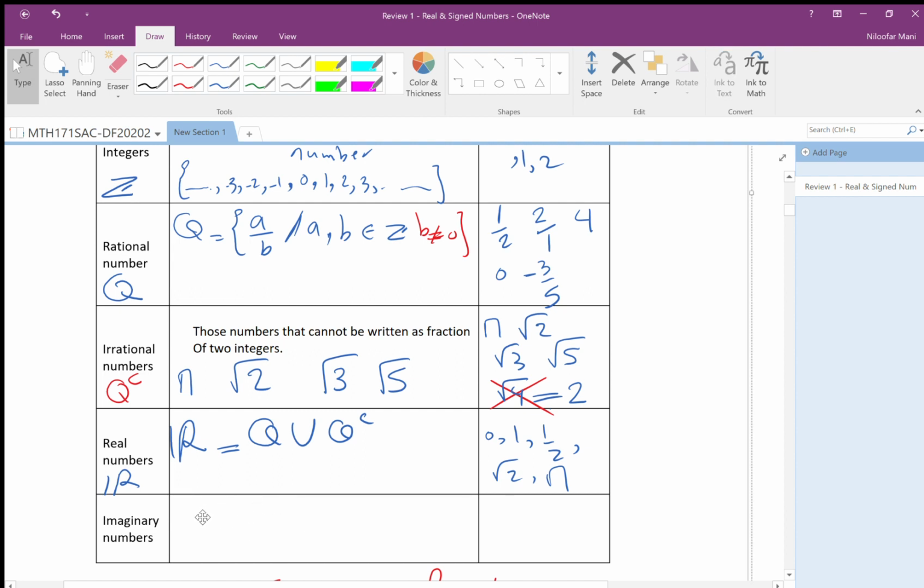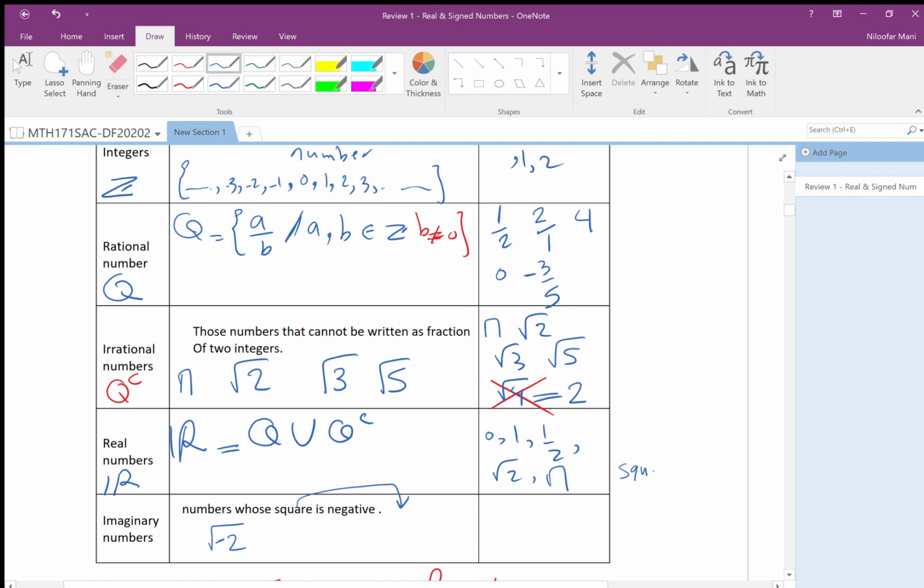Okay, those numbers whose square is negative. When you square them, the result is negative. For example, radical minus 2. If I square it, the result is negative. By square, I mean power 2.